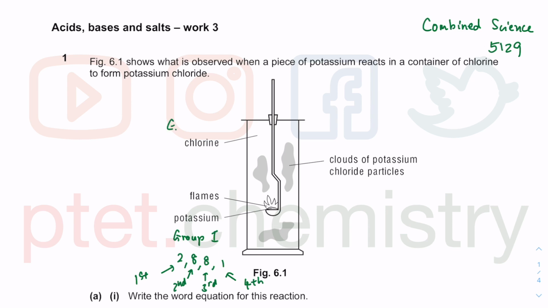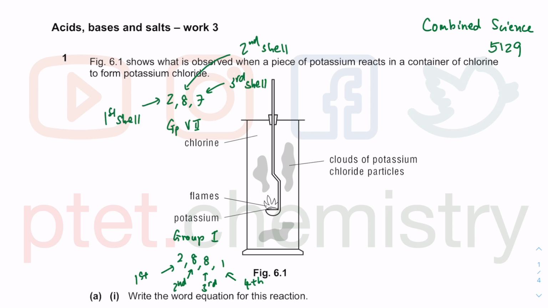Chlorine, on the other hand, is a group 7 nonmetal. So group 7 nonmetal there, 287. So group 7 has got 7 electrons in the outermost shell, and then your first and your second shell are completely filled as they are part of the inner shell.